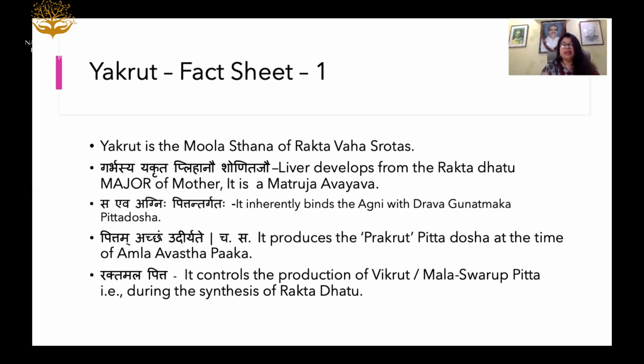Then this pitta which is bound by the agni is "pitta accham udiryate". So this accha pitta, this good quality or healthy or prakrut pitta, is produced at the time of amla avasthapak. Out of the three avasthapak, in amla avasthapak this prakrut pitta is developed in yakrut, and lastly raktamal pitta is also produced as a byproduct, which is malaswaru, to be thrown out of the body. During the synthesis of rakta dhatu, this mal is produced. And if the quantity of this rakta mal pitta is more, then we definitely land up in some liver problems, which we'll talk about further.